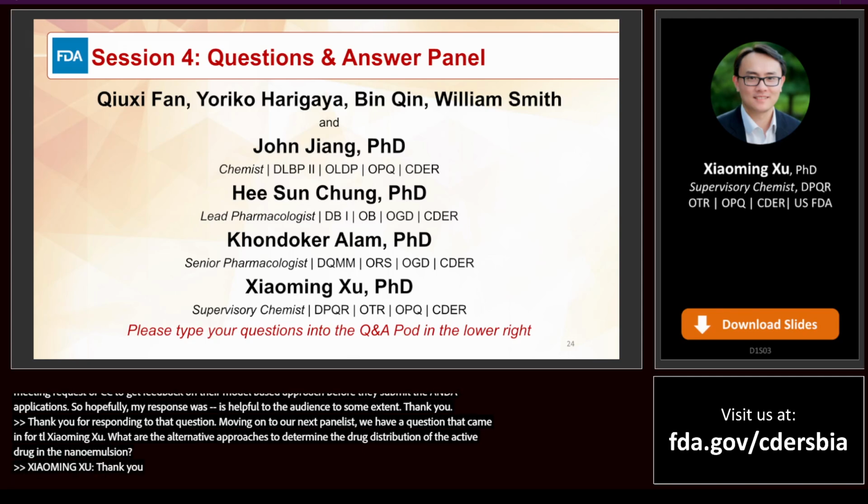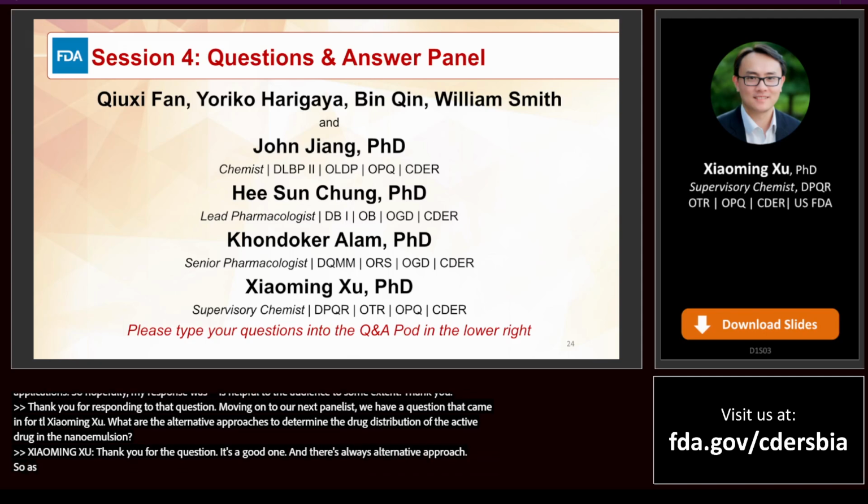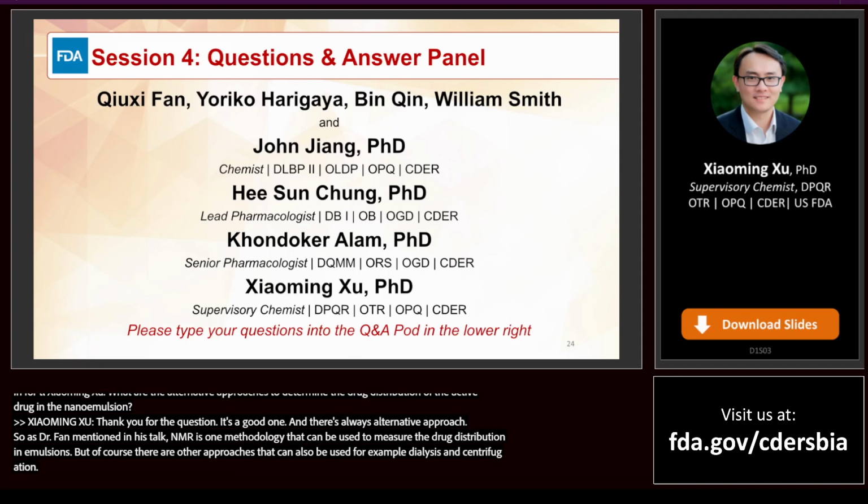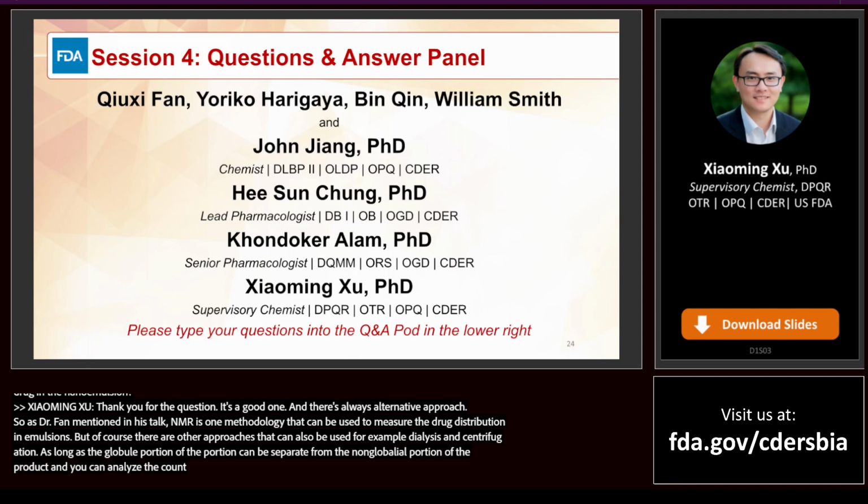Thank you for the question. It's a good one, and there's always an alternative approach. As Dr. Fan mentioned in his talk, NMR is one methodology that can be used to measure the drug distribution in emulsions. But of course, there are other approaches that can also be used, for example, dialysis, centrifugation, or even ultrafiltration. As long as the globule portion of the product can be separated from the non-globule portion, and you can analyze the content in each portion, then by definition you are measuring the distribution of the drug in different portions.